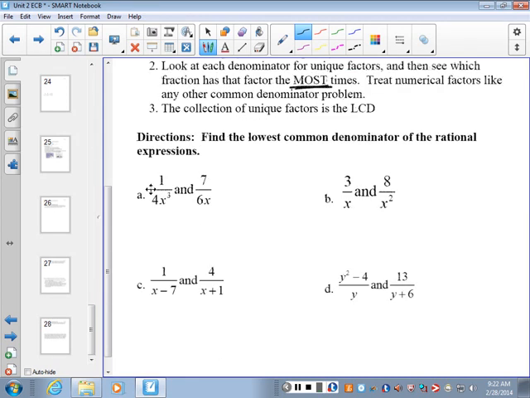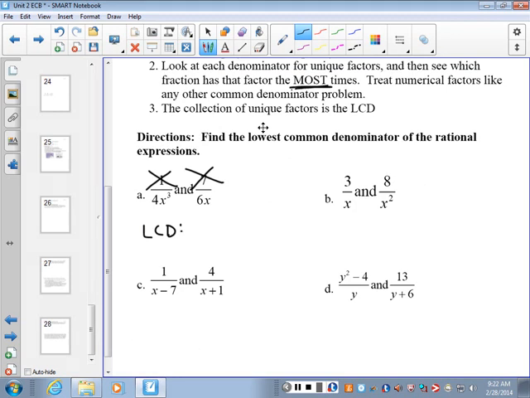So the first thing we're going to do is just identify common denominators, and then we're going to apply them to problems. So here's my first set of fractions. I just want to find the lowest common denominator. When you're finding the lowest common denominator, you don't ever have to worry about the numerators. So I have 4x cubed and 6x. You've got to remember, this is not the same as finding a GCF.